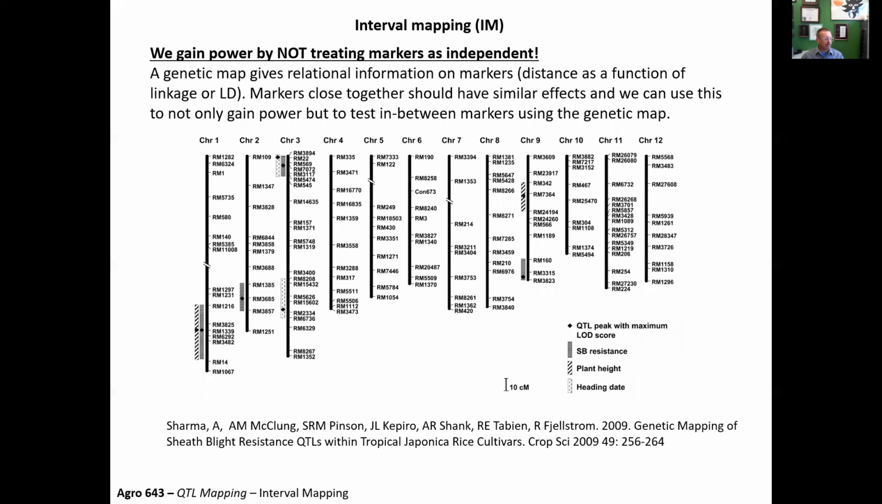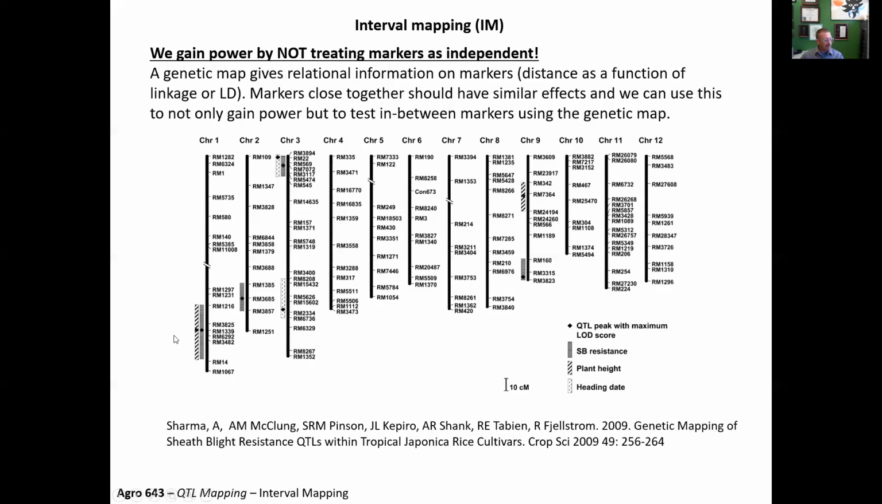So what does a genetic map look like? This is an older publication, not one of mine, on tropical japonica rice cultivars. What they're showing here is 12 chromosomes, with genetic markers that have been linked together. If you remember, I said this is more of an art than a science, linking these markers together to create a realistic and meaningful genetic map.